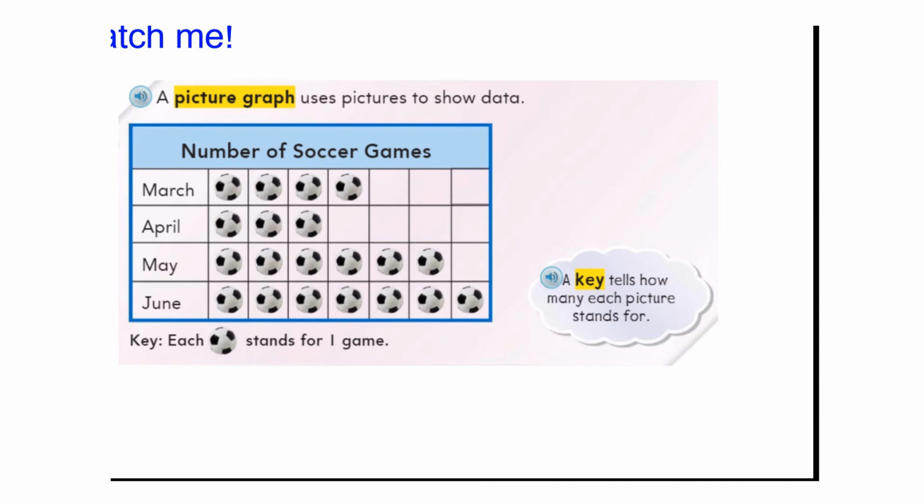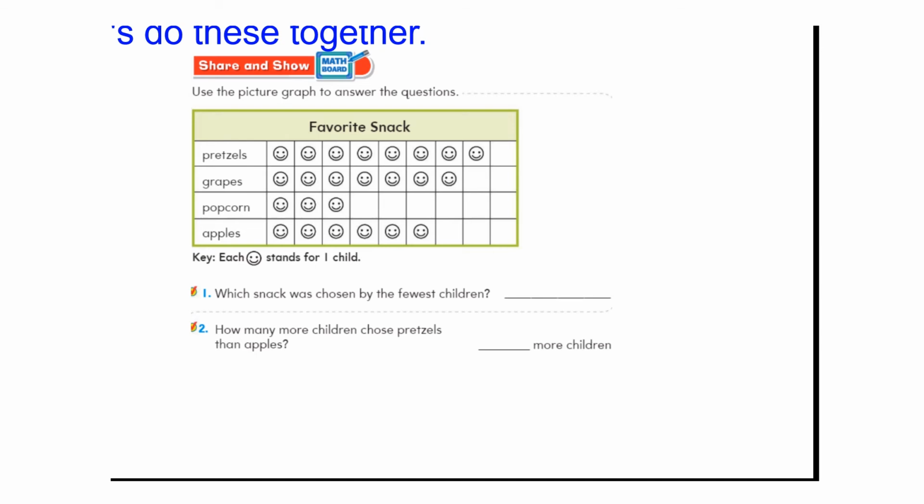Okay, let's look at another picture graph. Favorite snacks. We have pretzels, grapes, popcorn, and apples, and in the key it tells us each smiley face stands for 1 child. Which snack was chosen by the fewest children? So we're looking for the least amount of smiley faces, and that would be popcorn.